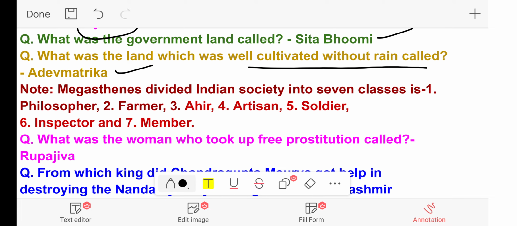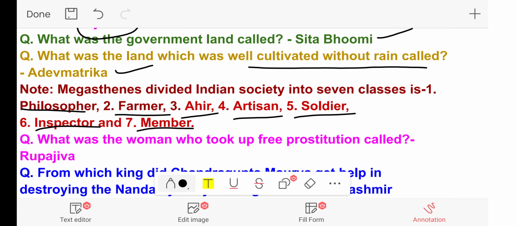Note, Megasthenes divided Indian society into 7 classes. First, philosopher. Second, farmer. Third, herdsman. Fourth, artisan. Fifth, soldier. Sixth, inspector. And seventh, member. Next, what was the woman who took up free prostitution called?